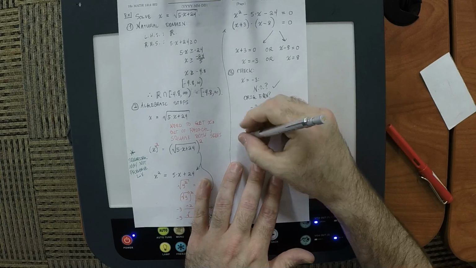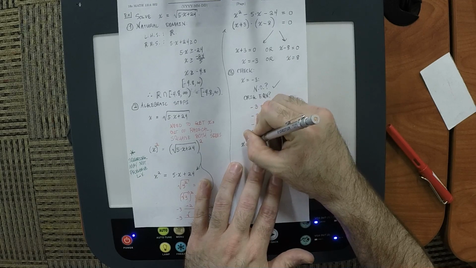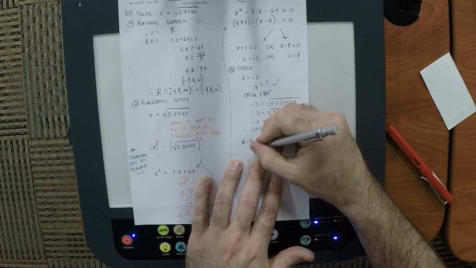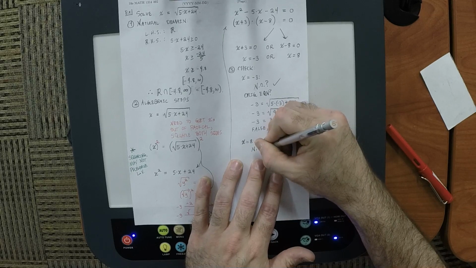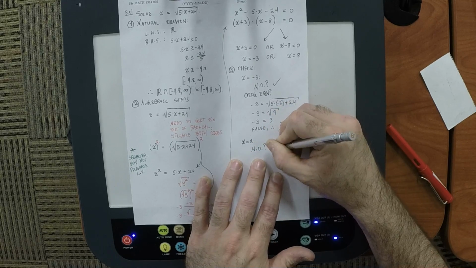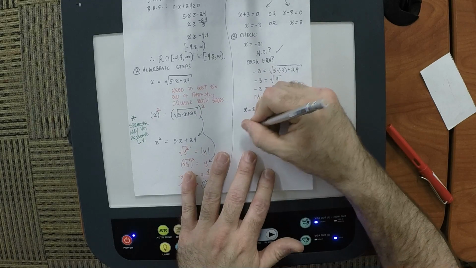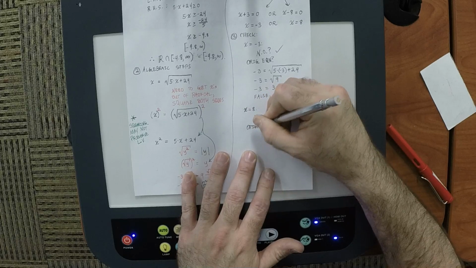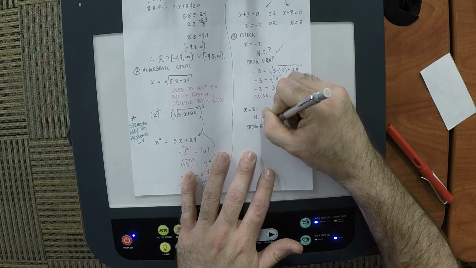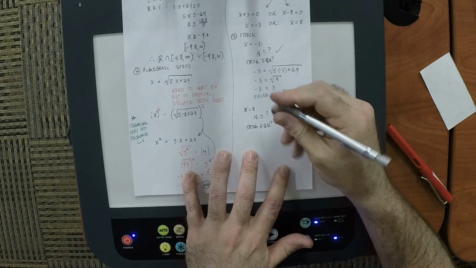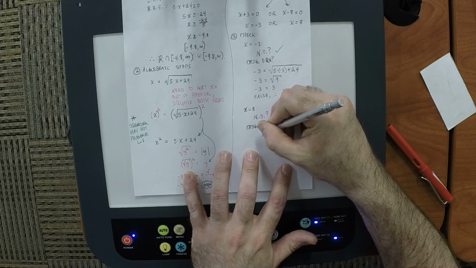Okay. Let's check the other candidate, x equal 8. So in the first place, is it in the natural domain? Yes, it is. Okay. Besides being in the natural domain, does it satisfy the original equation? Well, there's only one way to confirm or deny it. Let's plug it in.